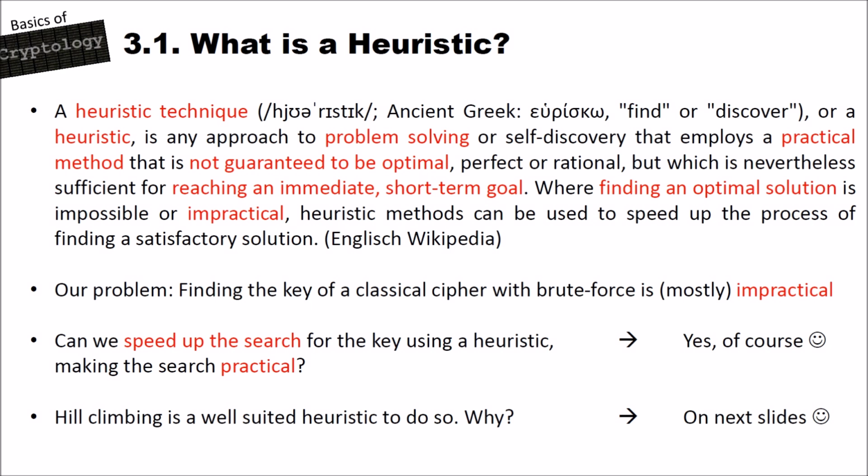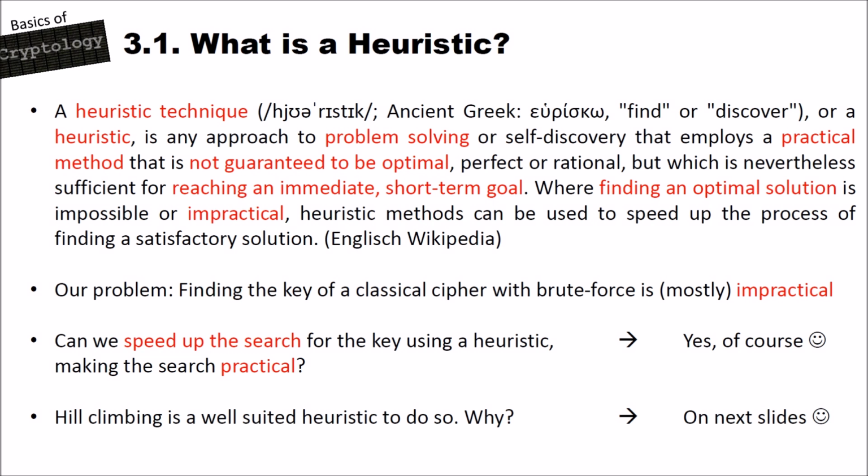Where finding an optimal solution is impossible or impractical, heuristic methods can be used to speed up the process of finding a satisfactory solution. In our case, the problem is that finding the key of a classical cipher with brute force is mostly impractical. For instance, with a monoalphabetic substitution, of course we could try to search for the key, but since we have 2 to the power of 88 different keys, this would take a very long time, and I think we all would not reach the end of the search.